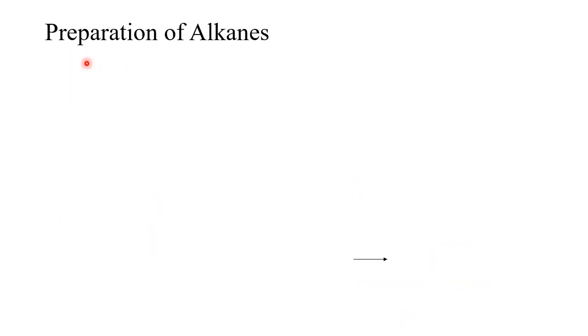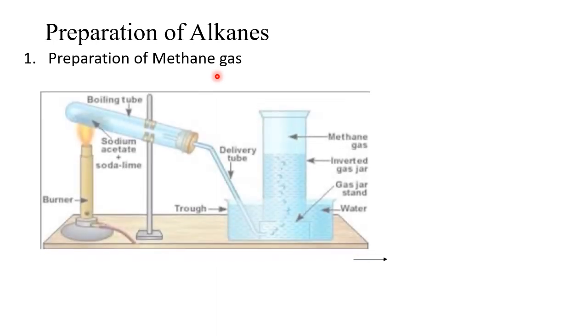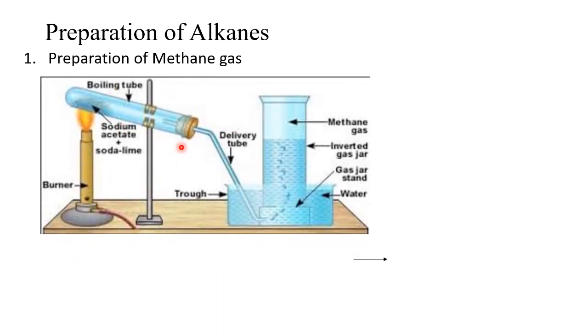Okay, so let's look at preparation of alkanes. When we look at preparation of alkanes, in short, how can you prepare alkanes in the lab? The first thing is, let's look at the preparation of methane gas. How you prepare methane gas in the lab is simply you set up your apparatus like this, as you can see. So you have your Bunsen burner, you have your boiling tube, you have your delivery tube, sorry, and you have your trough like that. You have your inverted gas jar.